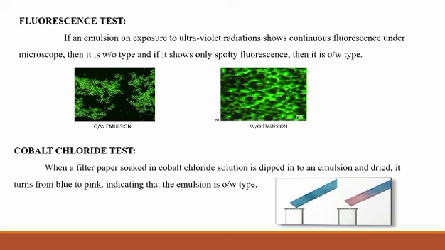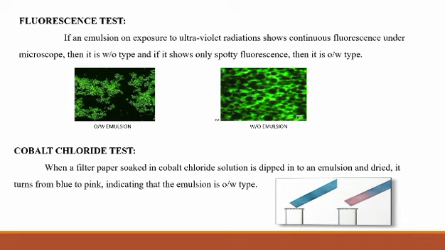Here two tubes are taken. The first tube contains a water in oil type emulsion, and the next tube contains an oil in water type emulsion. When we dip the cobalt chloride paper in the water in oil type emulsion, there is no change in the blue color. And when we dip the cobalt chloride paper in the oil in water type emulsion, we can see the blue color changes to pink. So the second type is the oil in water type emulsion. Based on the pink color, we can easily identify oil in water type emulsions.